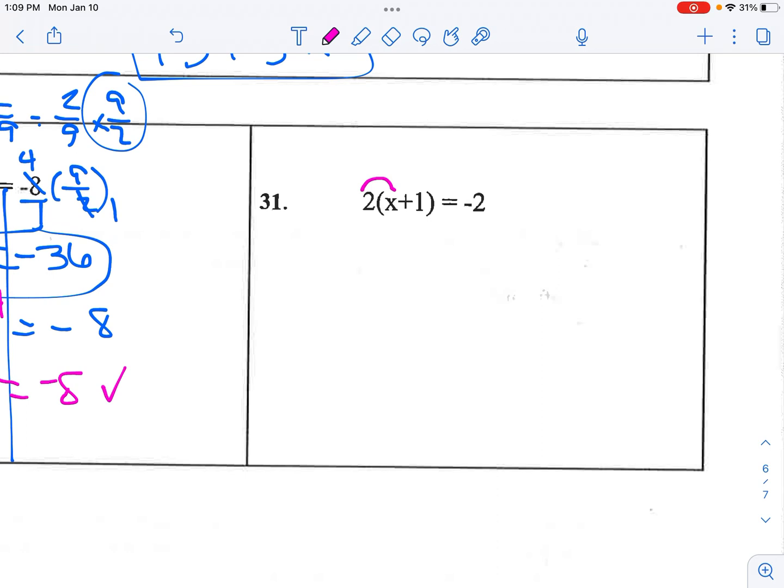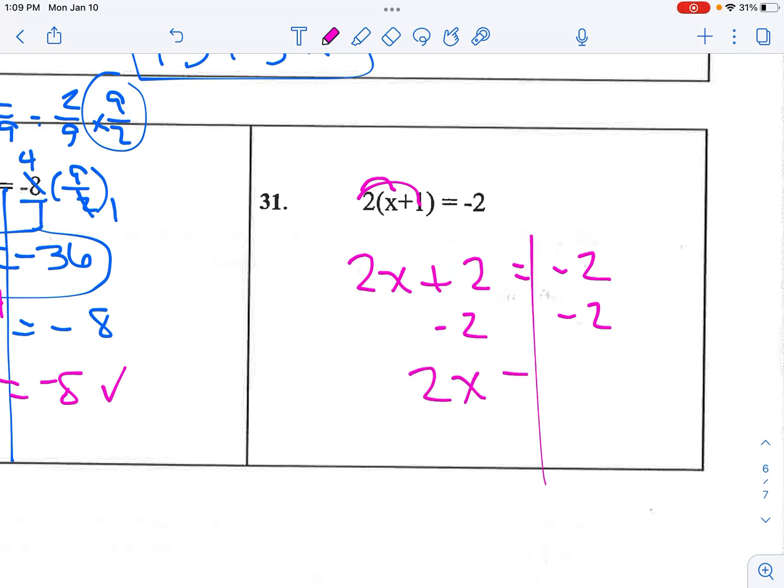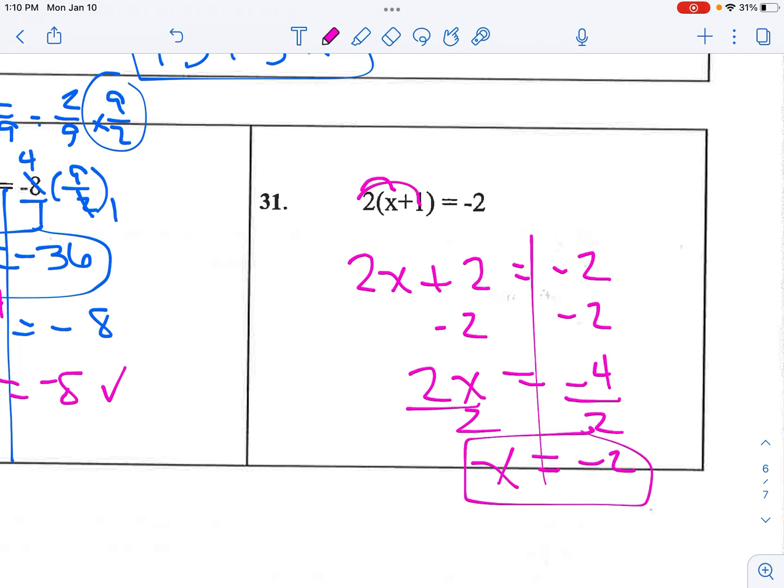Last one, guys. We made it. Distribute first. 2 times x. 2 times 1. Subtract 2 from the left. Subtract 2 from the right. 2 times what equals -4? Divide by 2. Divide by 2. X equals -2. Substitute and check.